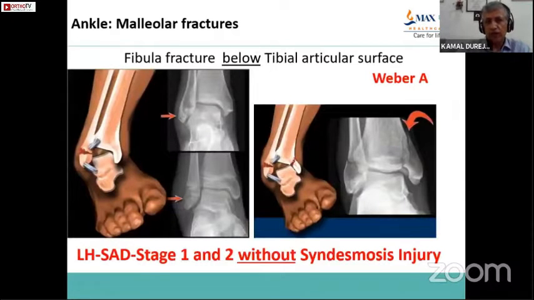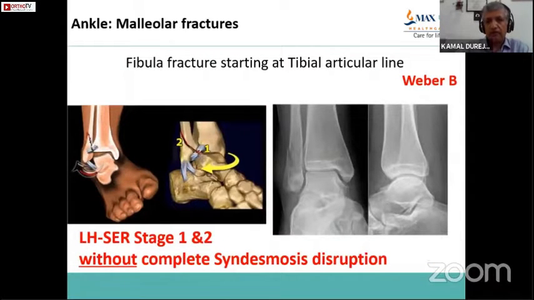To see now how these nomenclatures are correlated, we have this Weber A type of injury, where the fibular fracture is below the distal tibial articular surface. In stage 1, you'll get only an isolated fibular fracture. But if the deforming force continues, it hits the medial malleolus and produces a vertical shear fracture of the medial malleolus. So these are supination adduction injuries according to Lauge-Hansen. But there is no syndesmosis injury in these kinds of fractures.